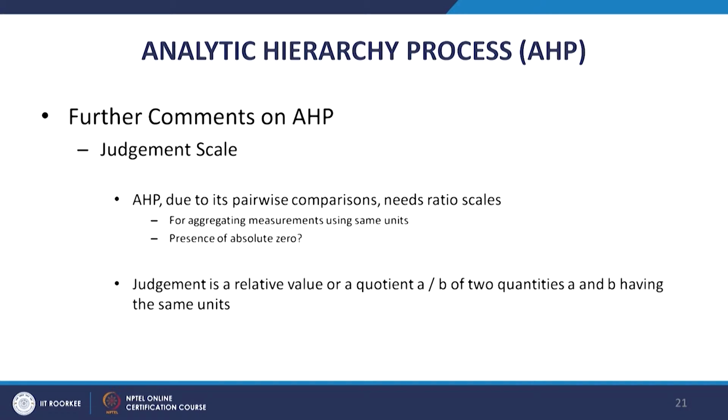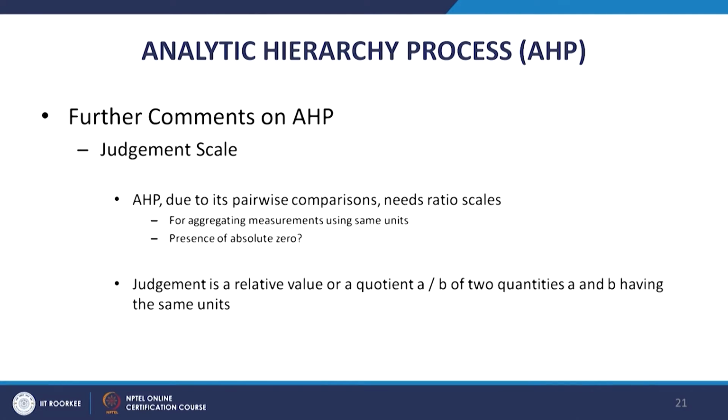Why we need ratio scales? Because later on we will be aggregating measurements, and for that we require the same unit. Some researchers have argued about why ratio scale is being used, because the presence of an absolute zero is questioned. However, because the same units are to be used for aggregation later on, the aggregation step that is part of the AHP technique.